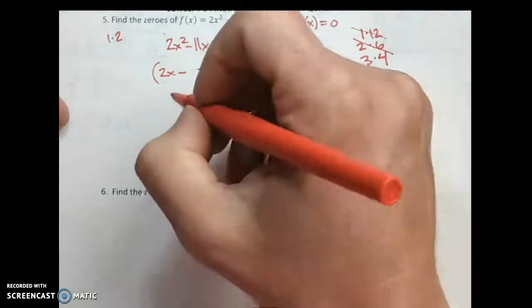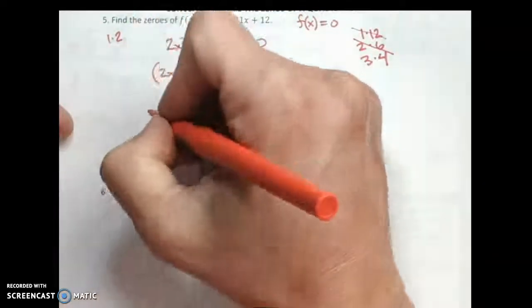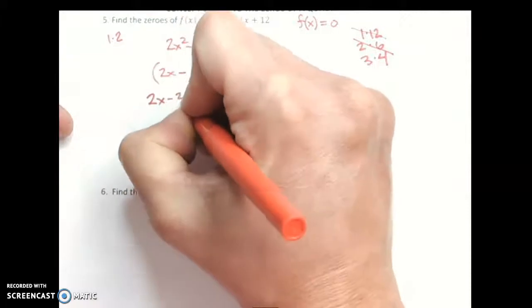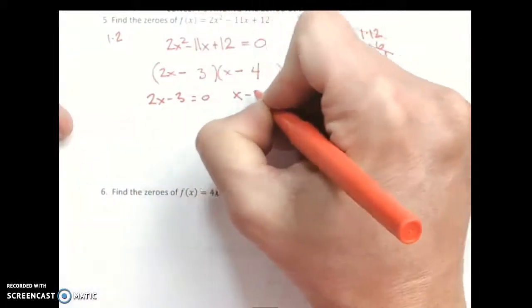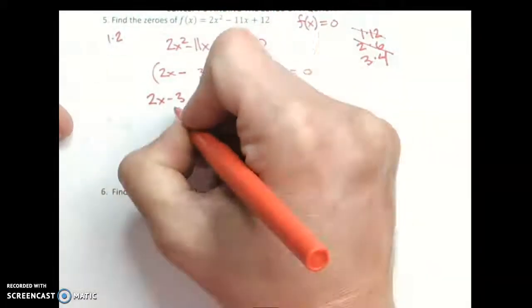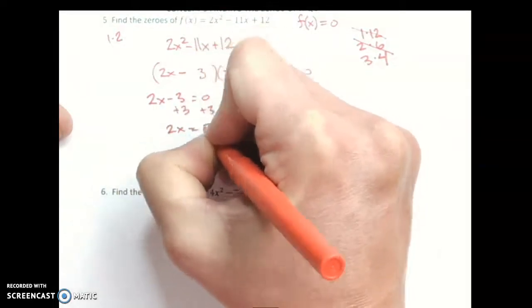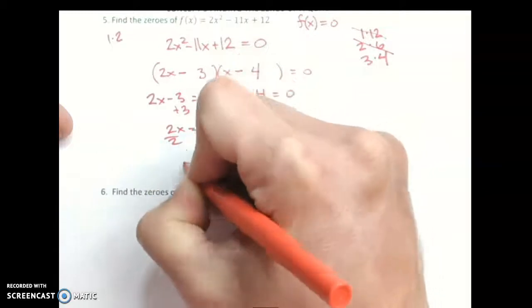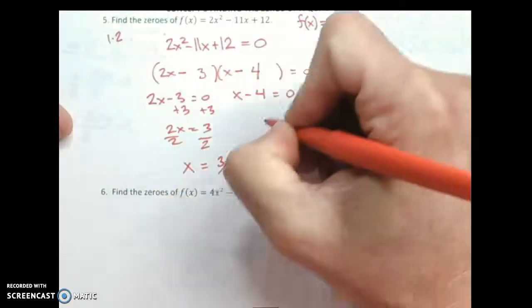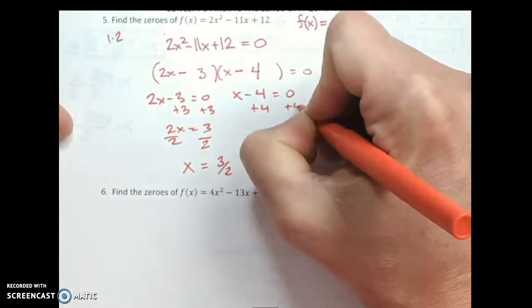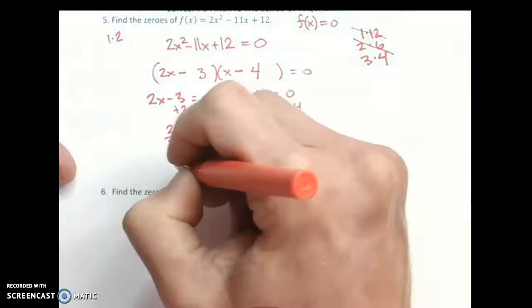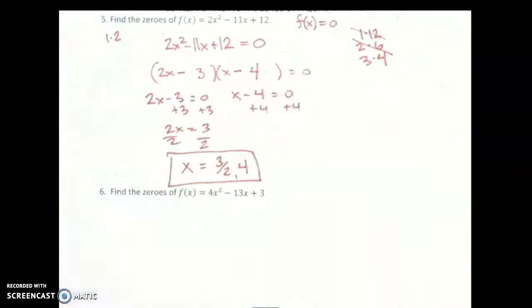Alright, so now I take each factor, I set it equal to 0. 2x minus 3 equals 0, x minus 4 equals 0. Solve by adding 3. 2x equals 3, divide by 2, x equals 3 halves. Here I just add 4 to both sides, and I get 4, and there are my 2 solutions.